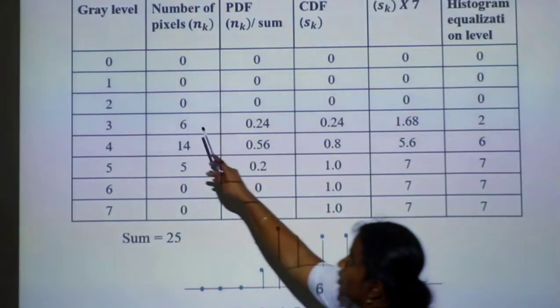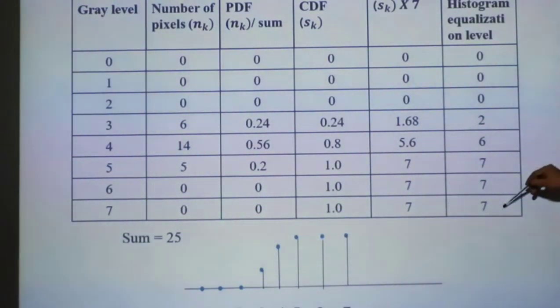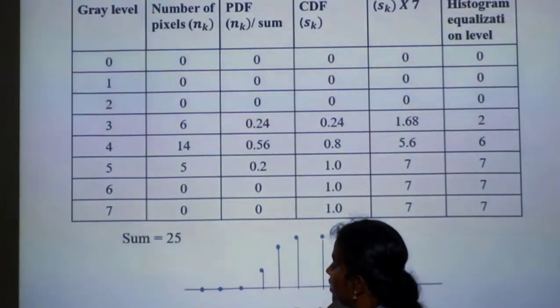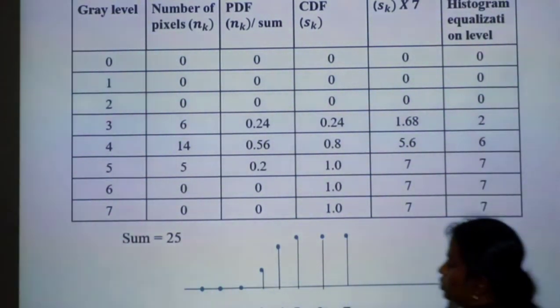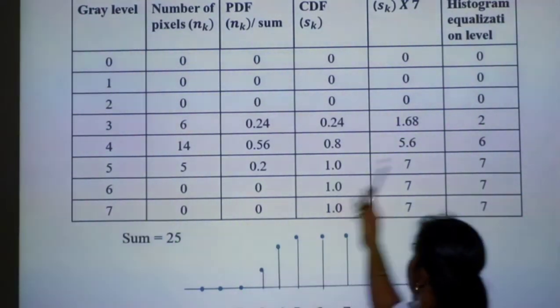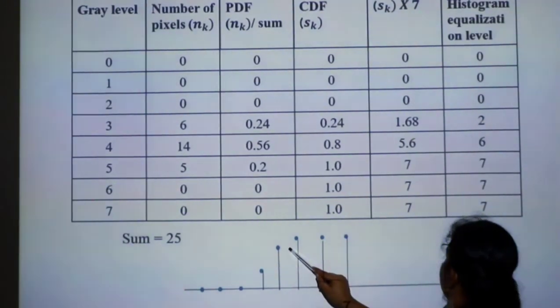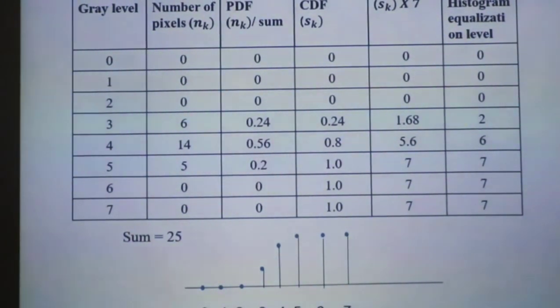So, for the given image, the gray level values are 0 to 7, and the histogram equalized values are 0, 0, 0, 2, 6, 7, 7. First, gray level value 0 gives histogram equalized level 0. 1 and 2 also give 0. 3 gives the value 2. 4 has the value 6. 5, 6, and 7 have the value 7. So this is the example of the histogram equalized image.